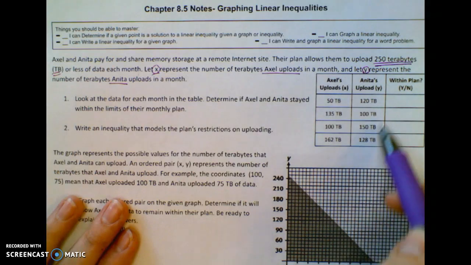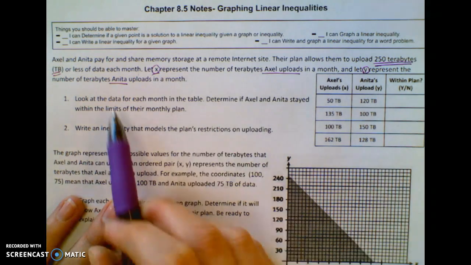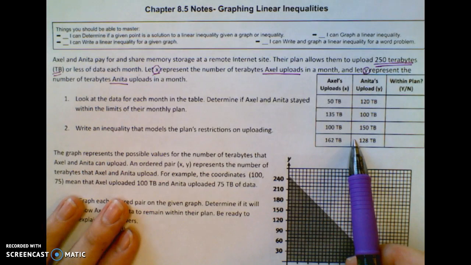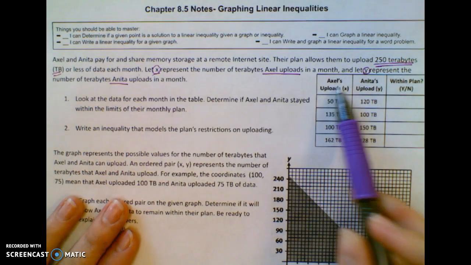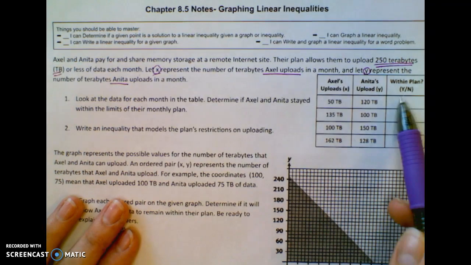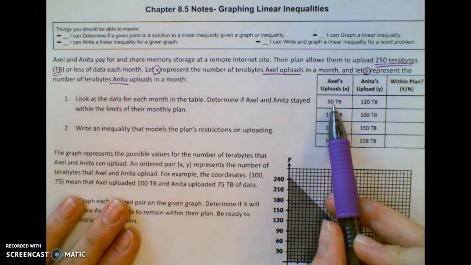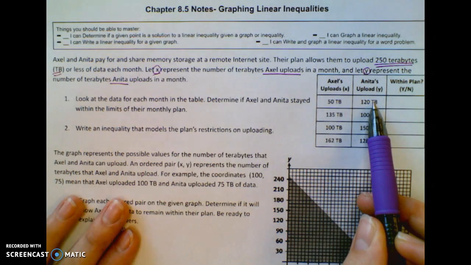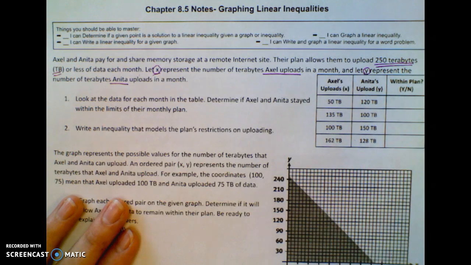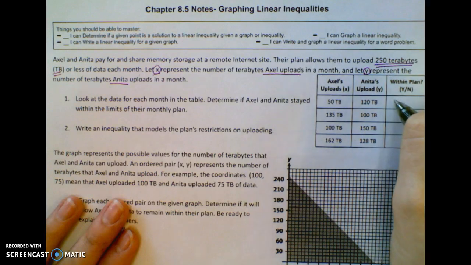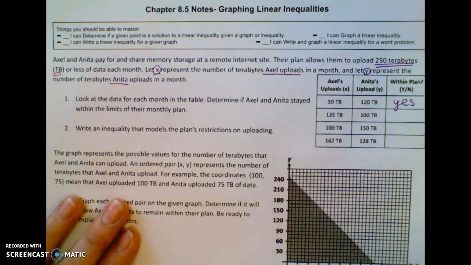We have a table that has some questions for us because we want to know, if we look at this data for the month, determine if Axel and Anita stayed within the limits of their monthly plan. So that's what we're going to put here, a yes or a no. Did they stay within this 250 or less terabytes? So that's what we are going to look at first. So if Axel uses 50 terabytes and Anita uploads 120 terabytes, that gives us 170 terabytes. So is that within the plan? Yes, it is, because it's less than 250. So our answer is yes there.